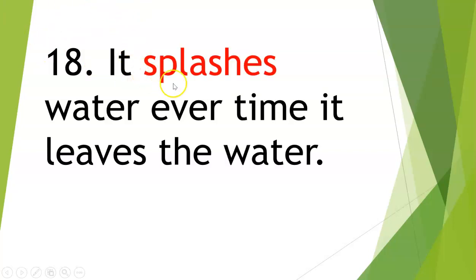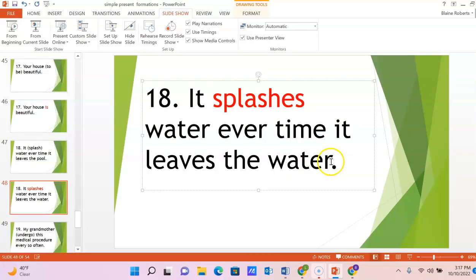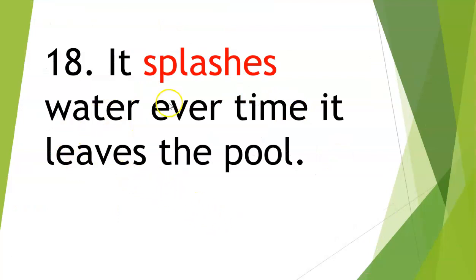Okay, so we can say it splashes water every time it leaves the pool. And this would usually be a dog, for example, if it was in a pool, and we can say it splashes water. Okay, let's go on to number 19.